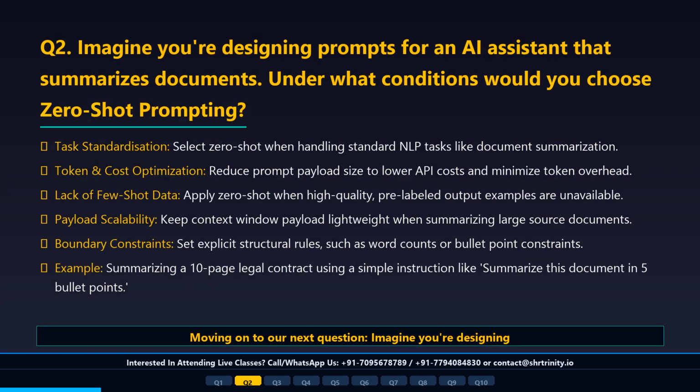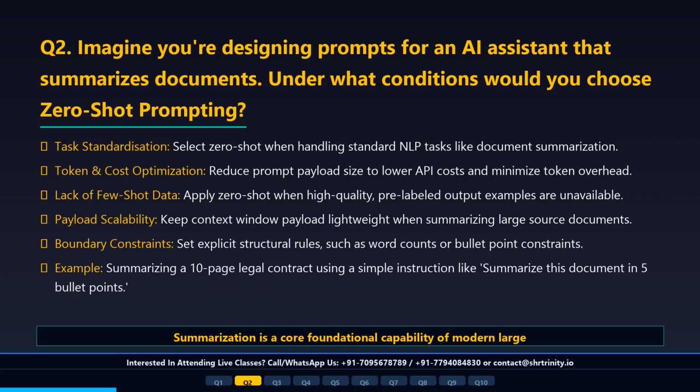Moving on to our next question, imagine you're designing prompts for an AI assistant that summarizes documents. Under what conditions would you choose zero-shot prompting? In document summarization, zero-shot prompting is often the ideal choice under three specific conditions: when the task is standard, when you need to optimize token costs, and when sample outputs are missing.